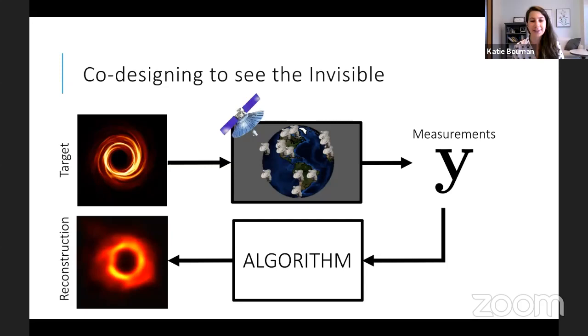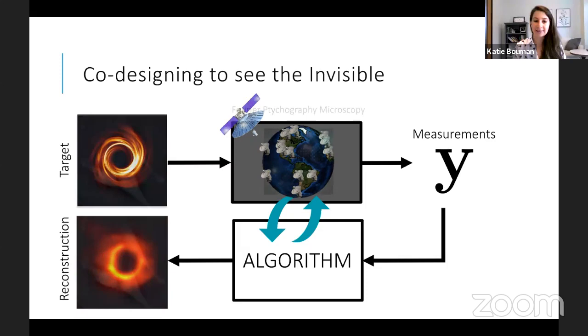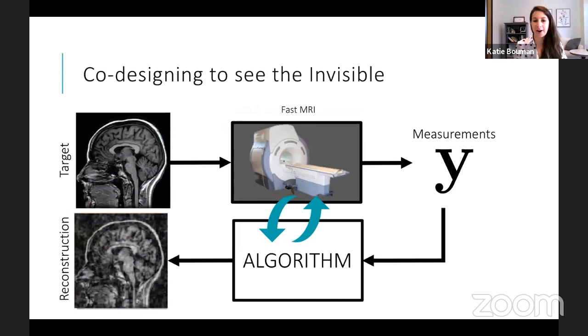But as I said at the beginning, the synergy of sensor design and algorithm development can be a very powerful tool in a number of applications, not just black hole imaging. The technique I presented for jointly learning the sensor sampling distribution is actually a very general framework. We just need to replace the reconstruction network with whatever task you have in the forward model. And so we've also been applying this method to other domains, including Fourier ptychography, microscopy, and fast MRI.